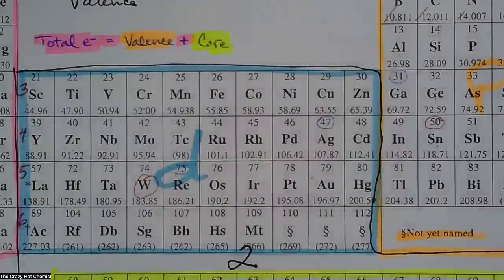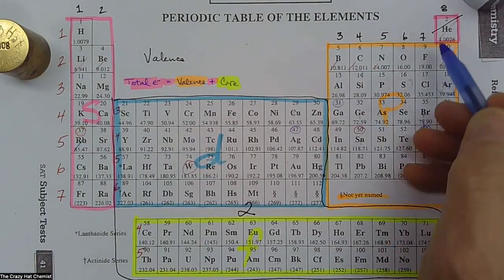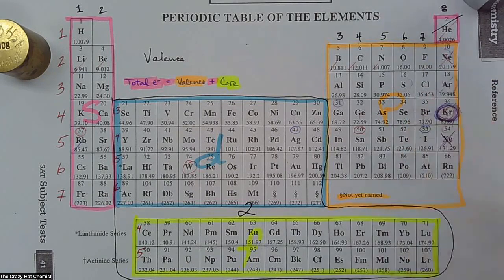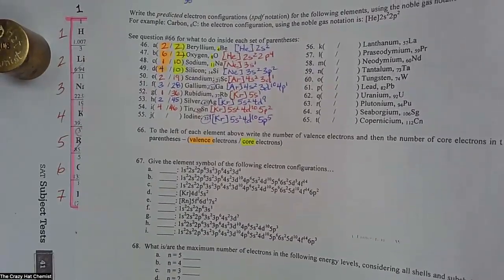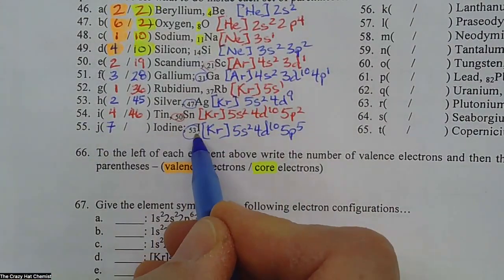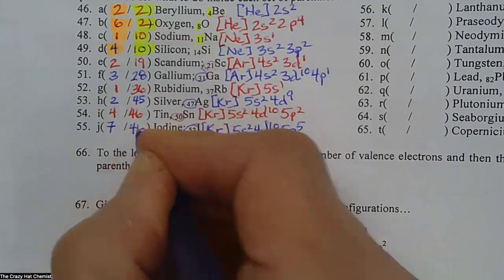Now what we're going to do is write out the number of valence electrons, which is 7 for iodine. Okay, and it has 53 total electrons. So let's zoom in on here. So 7 valence electrons, and there are 53 total electrons. So 53 minus 7, that would be 46 core.